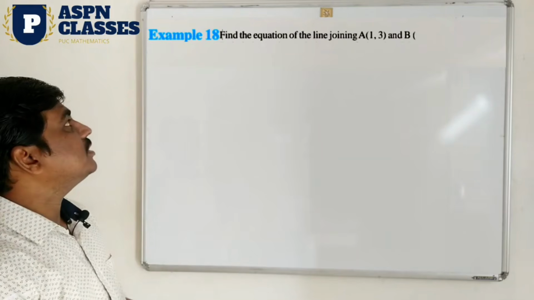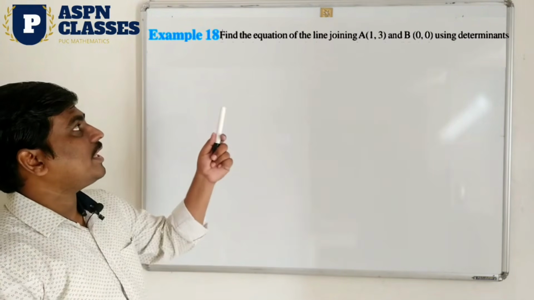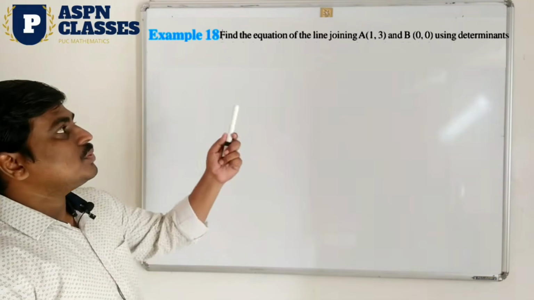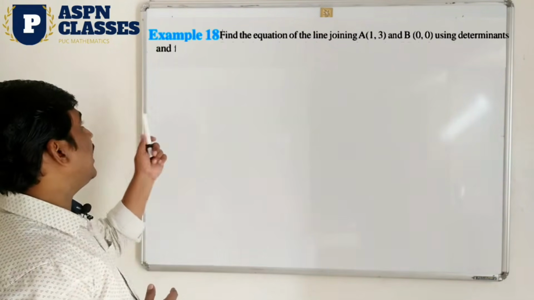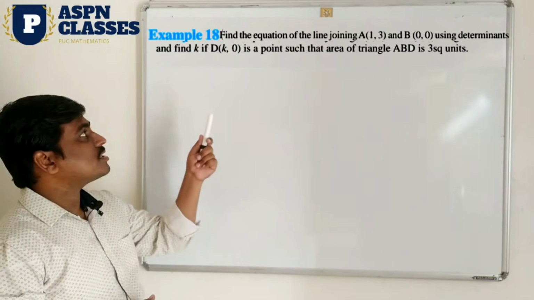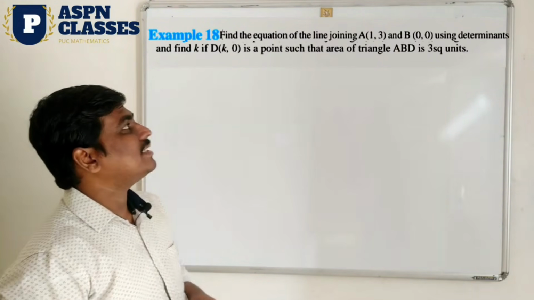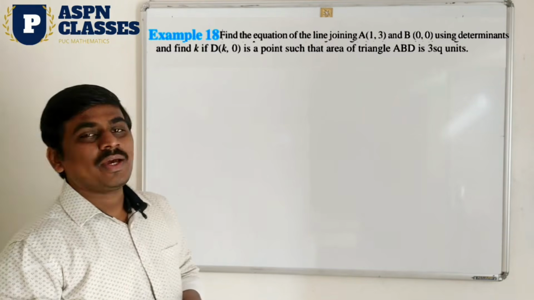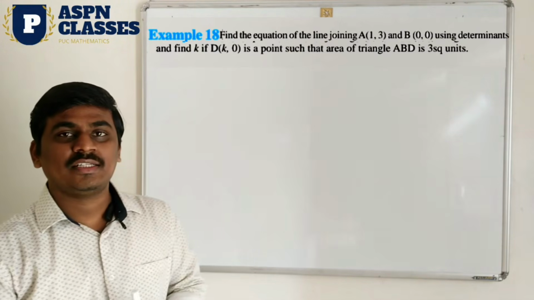Find the equation of the line joining the points A (1, 3) and B (0, 0) using determinants, and find k if D is the point (k, 0) such that the area of triangle ABD is 3 square units. Here two questions are there.